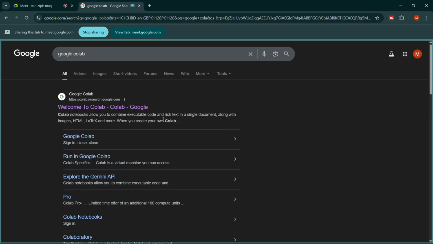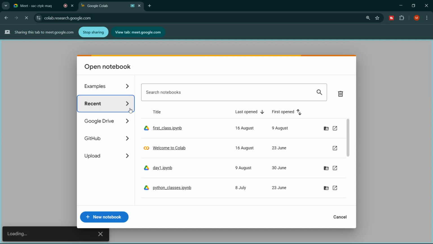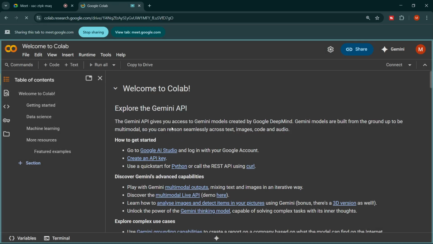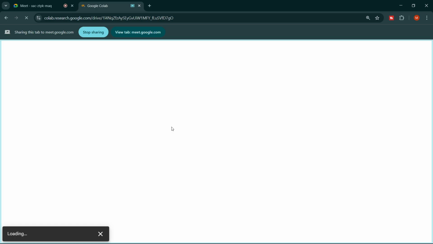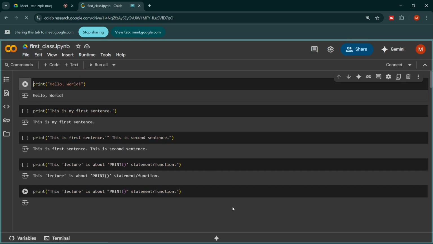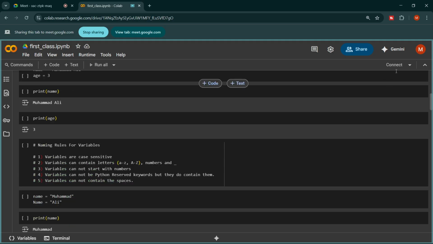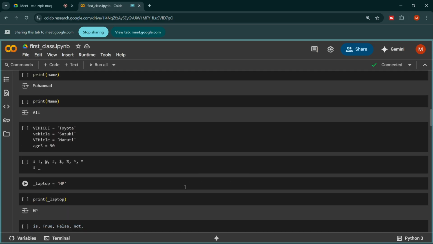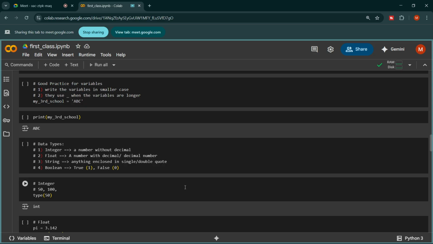Okay, so I have Google Colab and I will open the first website. I will open this notebook because we have been using this for the last 3 days. So let's open this one. Okay, so let's connect from here from the top right. Until it is connecting, let's do a quick recap of what we discussed yesterday.